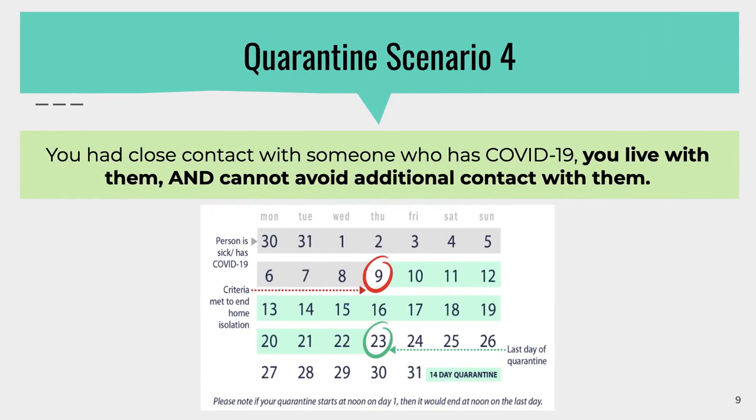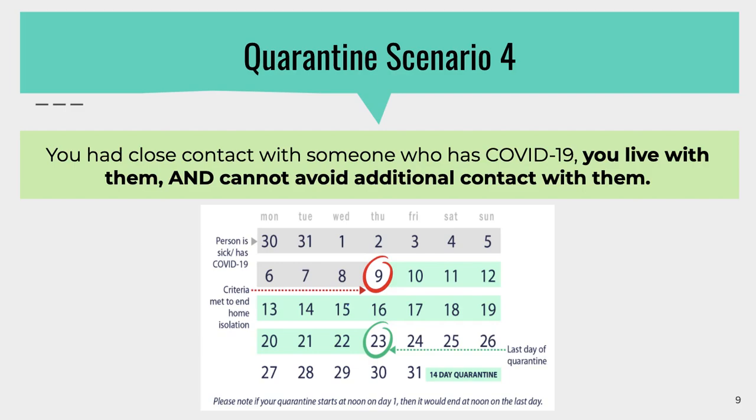All right. In this last scenario, you had close contact with someone who has COVID-19, you live with them, and you cannot avoid additional contact with them. So, if you live with someone and cannot avoid continued close contact, like you're providing care or you're sharing a bedroom, living in close quarters, or something like that, your 14-day quarantine begins after the person with COVID-19 meets the criteria to end home isolation. And we'll discuss that criteria when we talk about isolation.